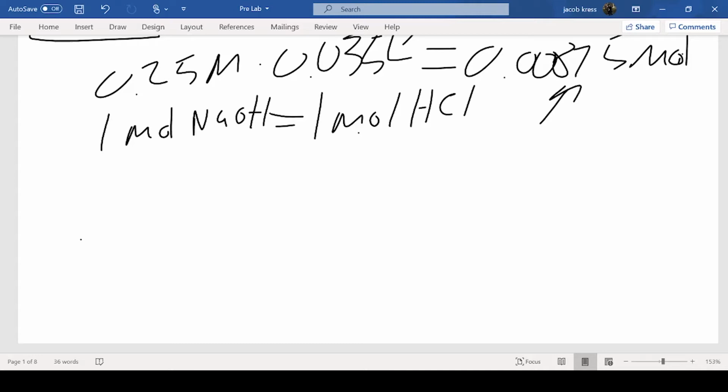This isn't always the case. The molar ratios aren't always 1-to-1-to-1. In this case, they are for the example. You're going to see in a little bit that the way the experiment's set up, it's not 1-to-1.